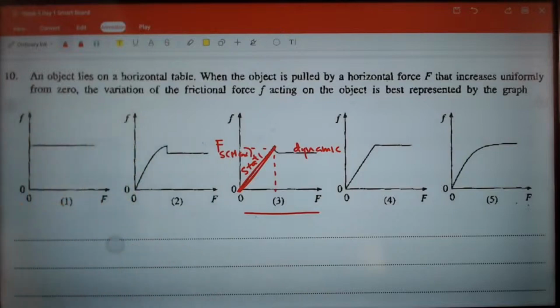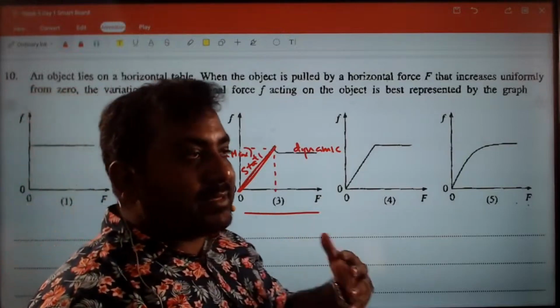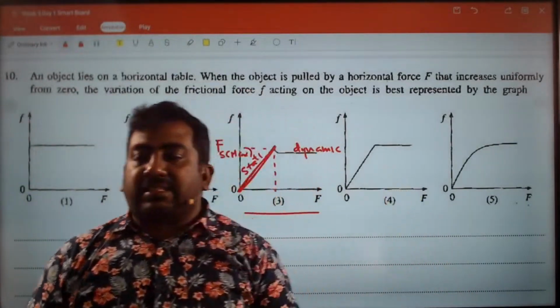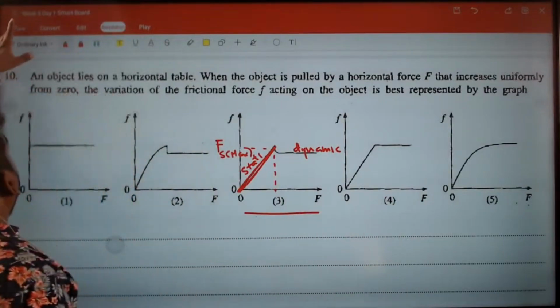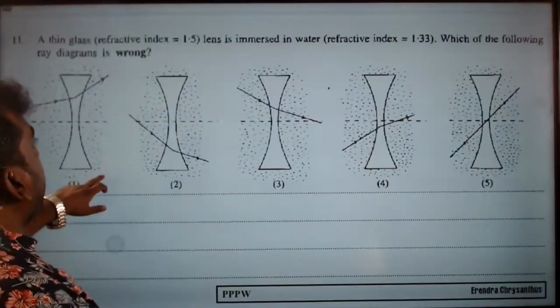So these are all very simple things. You can't get them wrong. Quickly you must answer and finish it. Attack it with all your mind. Finish it all. Right. Question number 11.